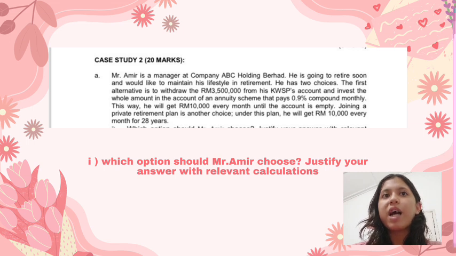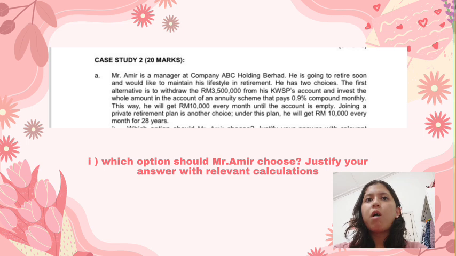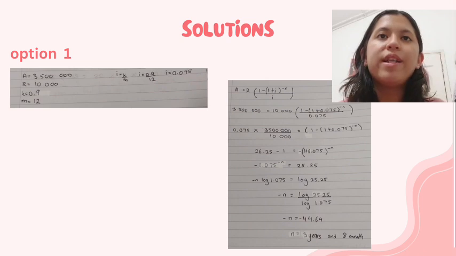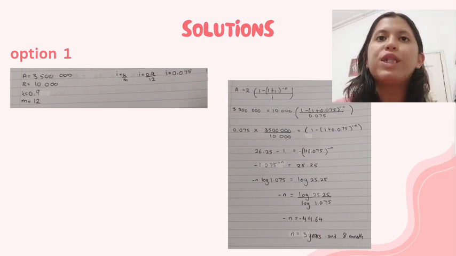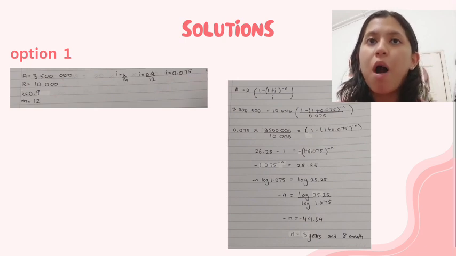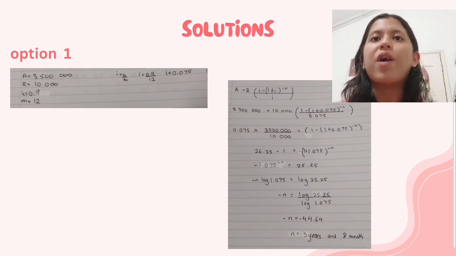Joining a private retirement plan is another choice. Under this plan, he would get RM10,000 every month for 28 years. Question 1. Which option should Mr. Amir choose? Justify your answer with relevant calculations. To find the solution for option 1, which is an annuity scheme, we use the formula A equals R, bracket 1 minus bracket 1 plus i bracket to the power of negative n, over i.